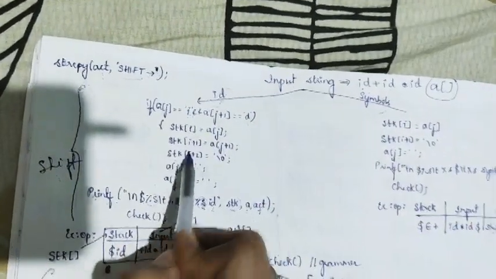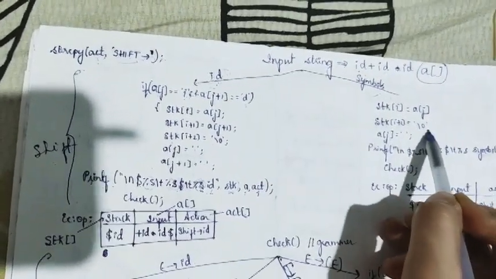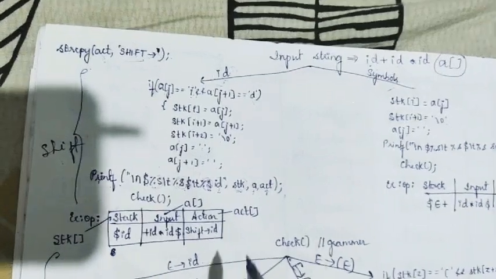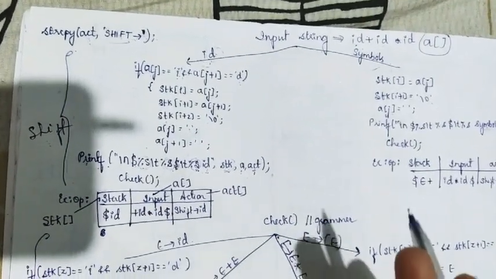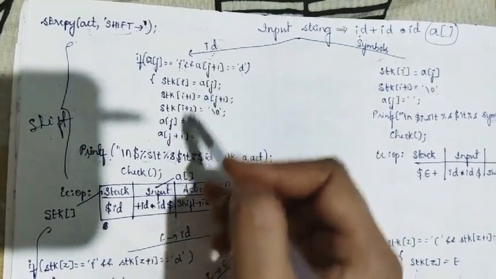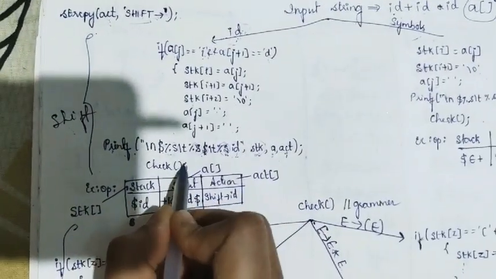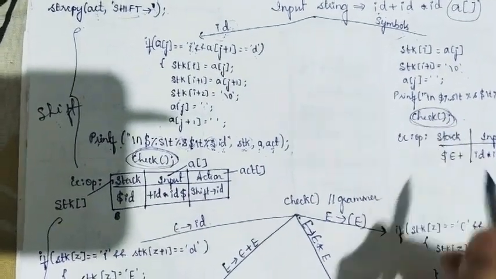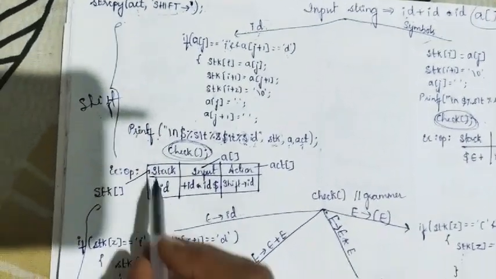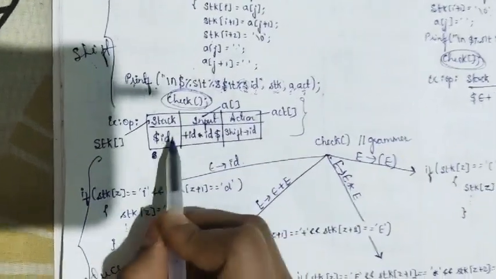But after copying an ID or after copying a symbol, I should check whether a grammar has been specified or not. That is, I should check if I can reduce it to the start symbol, right? So after each and every shift, we are performing a check here. So this is the check where we are performing if I can reduce it. This is just the example I have given.